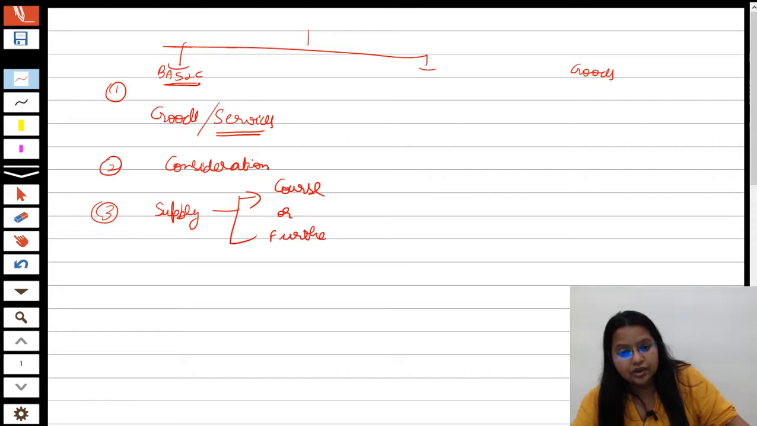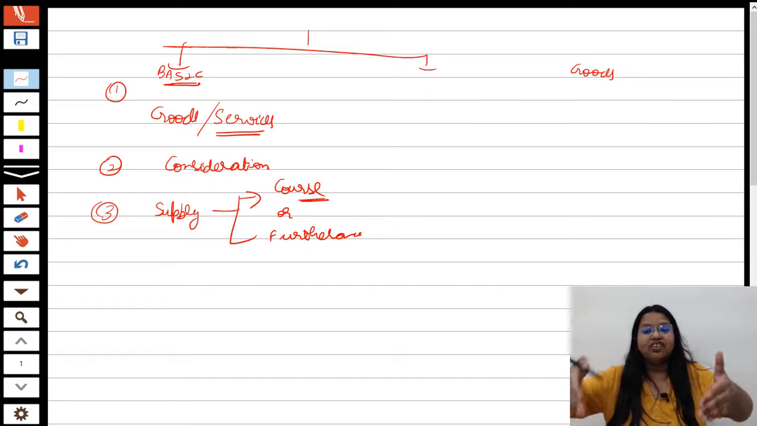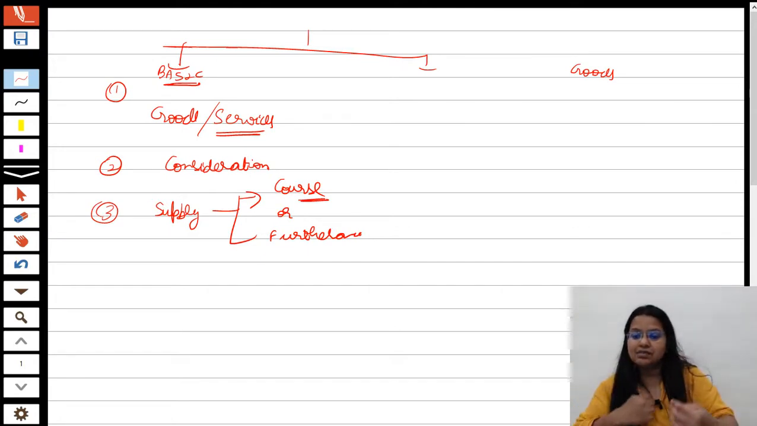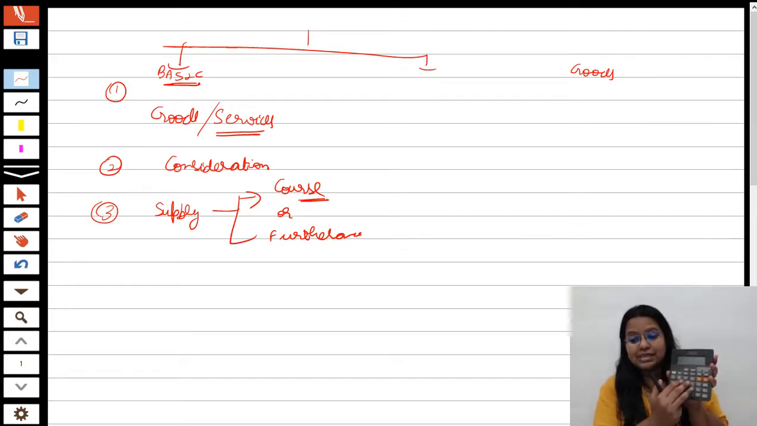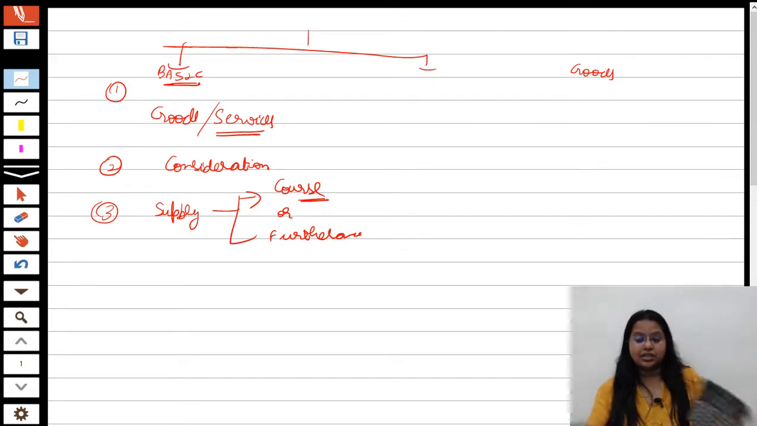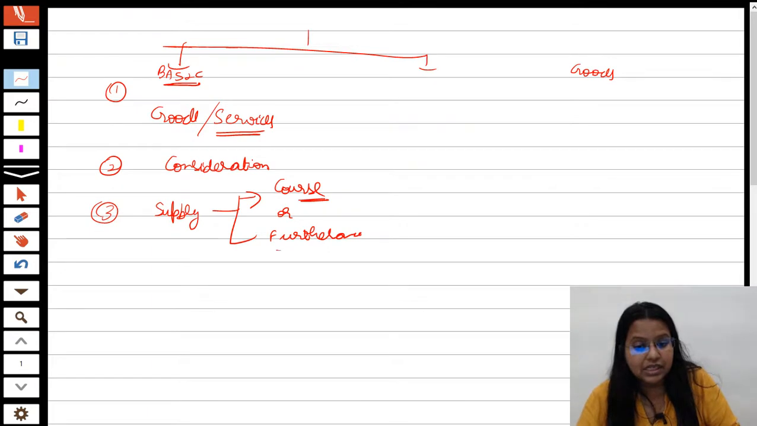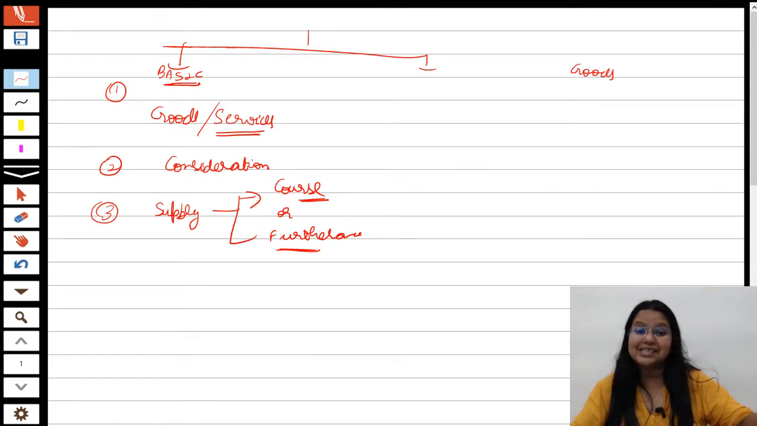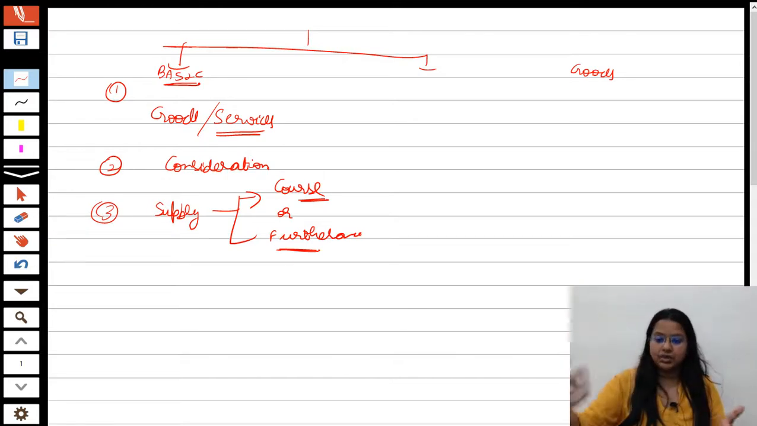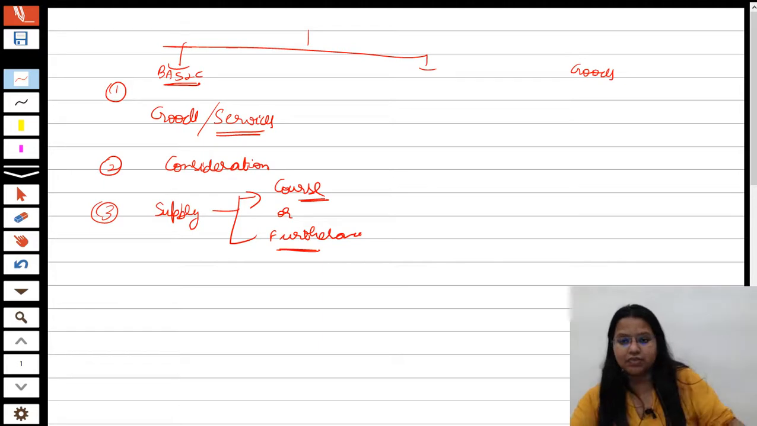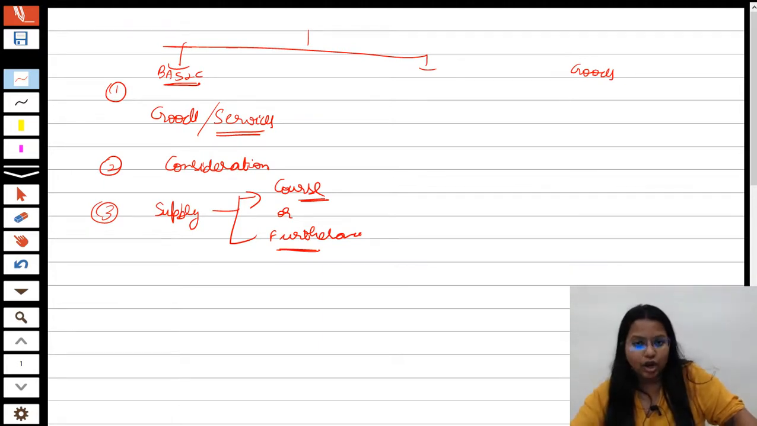Now students, try to understand. Course of business means the trading activity of that business. For example, if a businessman is going to sell these calculators, the course of business is to sell or purchase these calculators. Now what do you mean by furtherance of business? Furtherance of business means that activity which is very necessary to grow that business. Okay, that is in the furtherance of business. I hope you got my points.